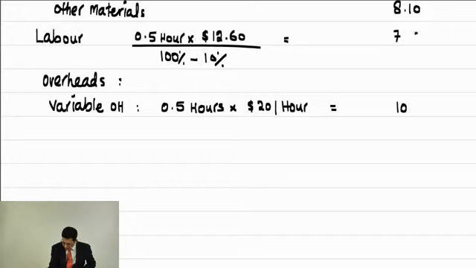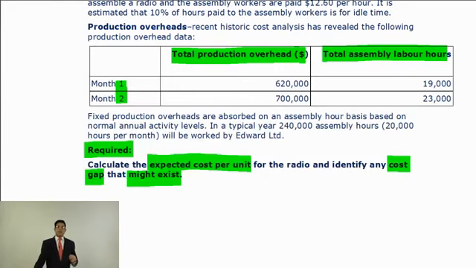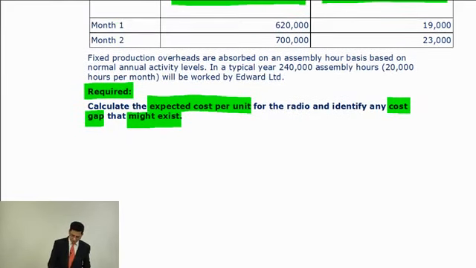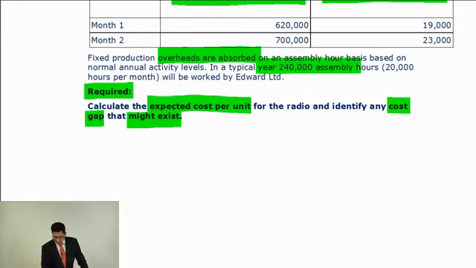Now we are looking at the fixed overheads, and for the fixed overheads, remember absorption costing. Here I need to read a bit more information to apply absorption costing. Fixed production overheads are absorbed on an assembly hour basis on normal annual activity levels. In a typical year, 240,000 assembly hours, or 20,000 hours per month, will be worked by Edward Limited. Now we are applying the data on a monthly basis, so 20,000 hours per month will be applicable.